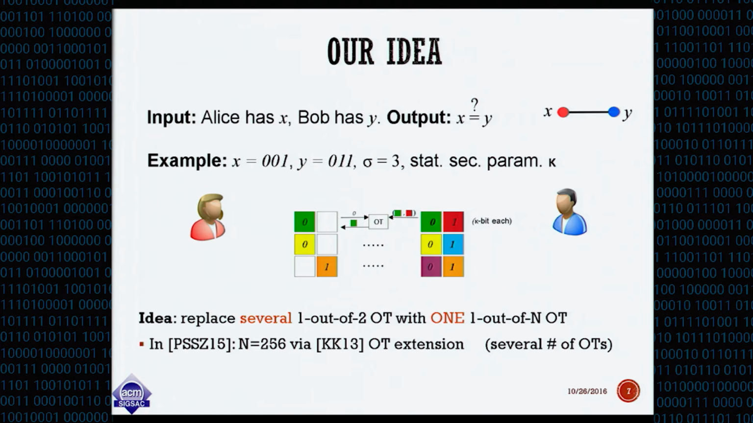In our work, we propose an OT extension that can work for any value of n. Here we propose it for n infinite, and as a result, we need only one OT to do a private equality test.